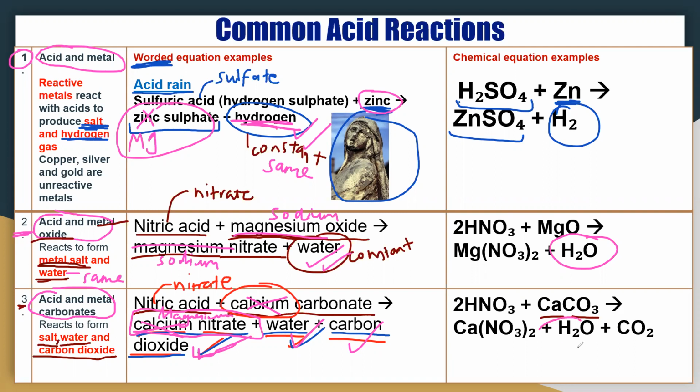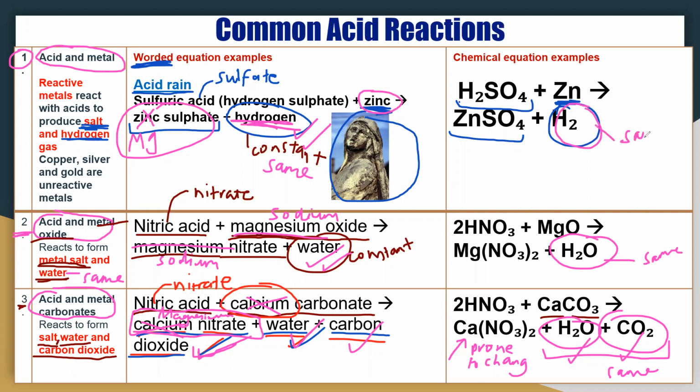And we can see them here. They are always the constants. This is prone to change depending on what metal we have highlighted in our equation. Prone to change, but these are constants. So all of these in pink, these will stay the same regardless of what equation we have. This will stay the same regardless of what equation we have. And hydrogen gas here, this will also stay the same regardless of what equation we have.